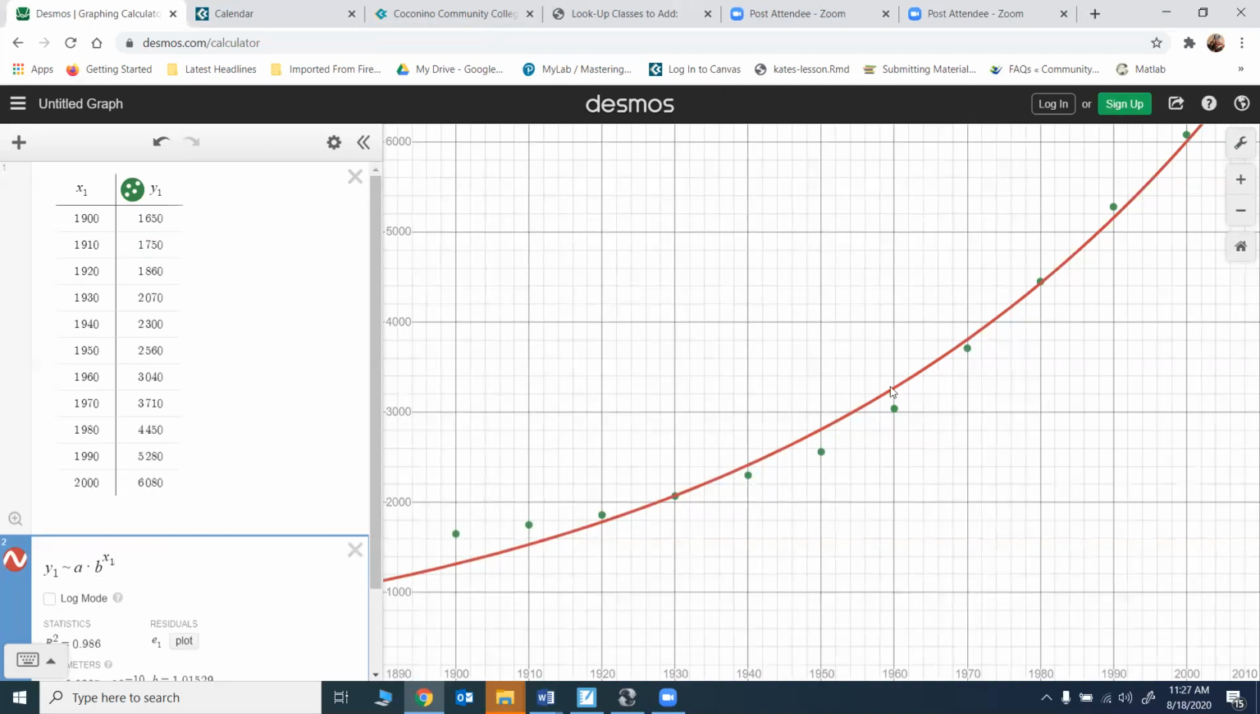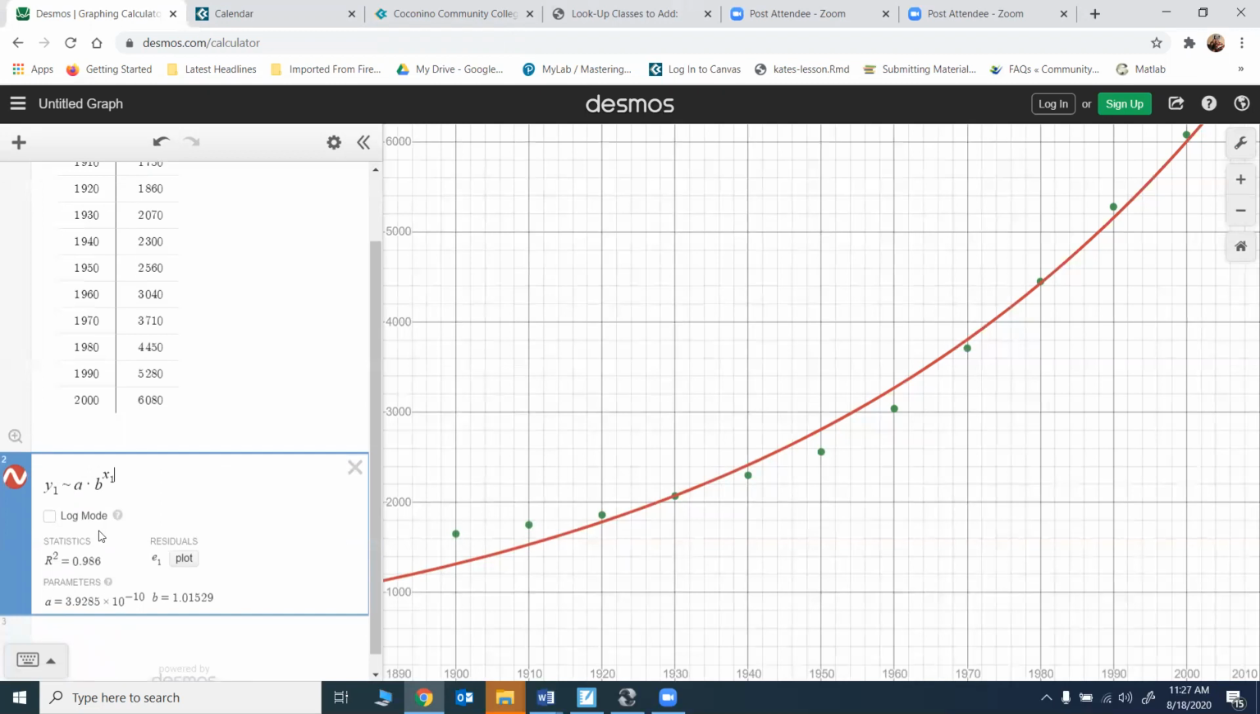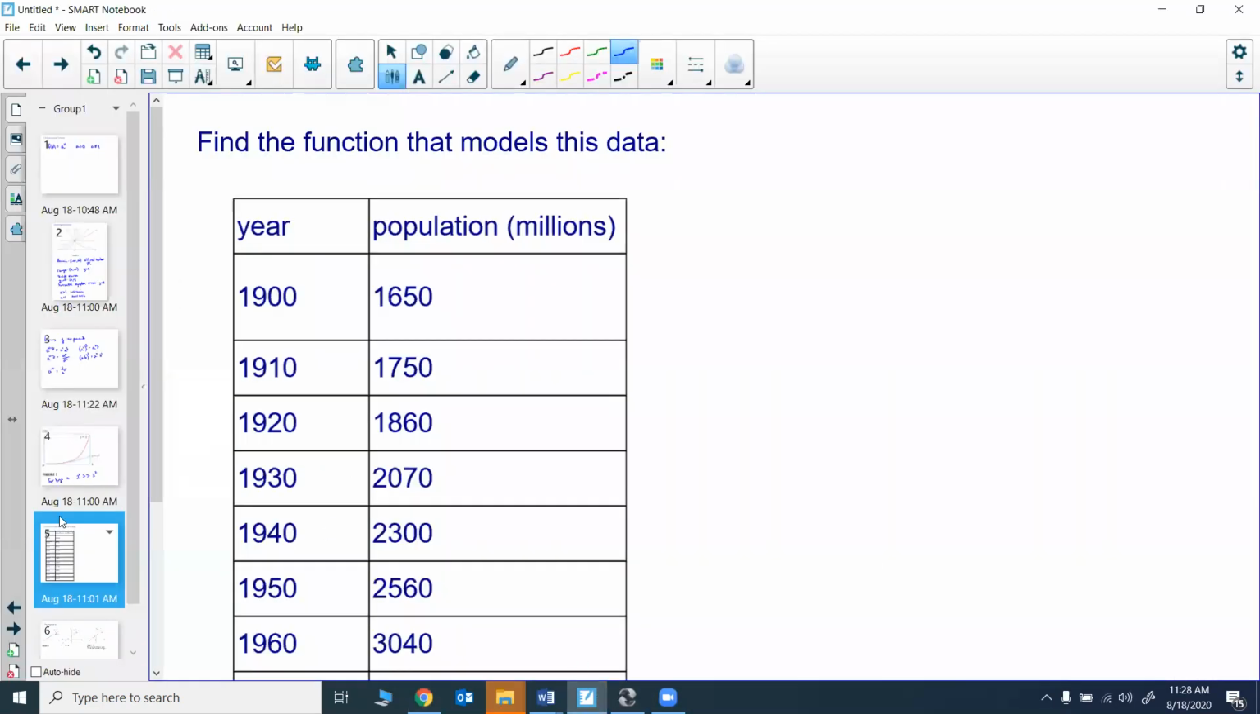Model's pretty close. So we can now test that this seems to actually model pretty good. And if I look here, it tells me my parameter values. So it tells me my a is 3.9 times 10 to the negative 10. So really, really small a value in front. And then my b is 1.015. So I could actually now write that down, and I now have a mathematical model to model this data of the population of the United States. All right, so I have that now.